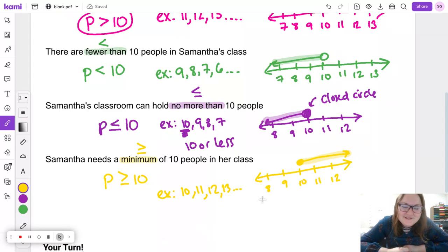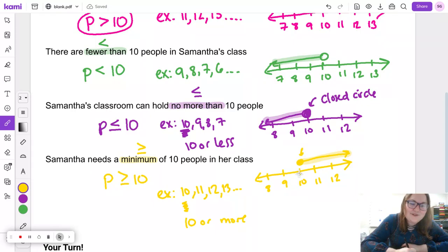For our last one, this is what the number line would look like. When we say a minimum of 10 people in the class, that means we need maybe 10 or 11, 12, 13. We need those numbers bigger than 10. So I colored to the right of 10, but I also colored in 10 because 10 is a possibility. We just need 10 or more. So I'm using that closed circle there to show that 10 is a possibility.